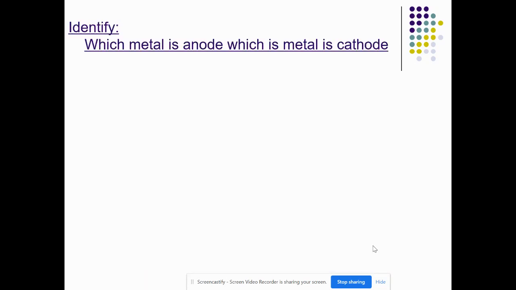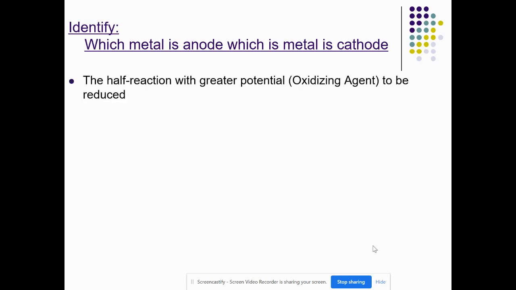All right, so we want to identify which metal is the anode and which is the cathode. You'll have some of these questions in your homework and on tests and quizzes. You have to find out which one is the anode and which one is the cathode, so you can figure out everything else. That's usually what I do first. So it's very easy. The half reaction with the greater potential, the one with the stronger oxidizing agent, the greater potential to be reduced, is higher on the table. So that is the cathode.